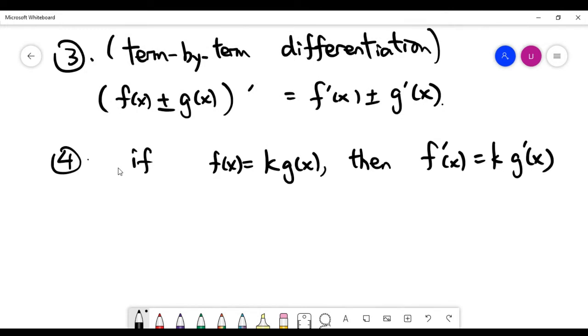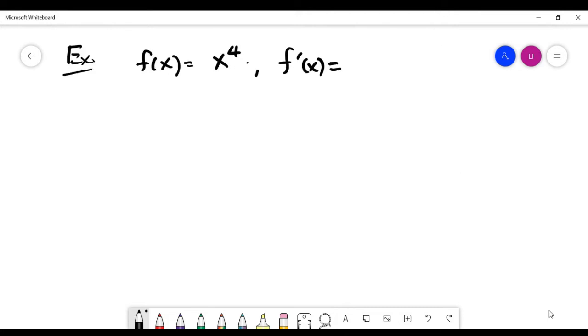Please look at rule number 4. f of x equals k times g of x, and k is a constant here. In that case, when you do differentiation, f prime of x is going to be the same as k times g prime of x. It means that whenever you have a constant attached to a function which you know how to find the derivative of, you just need to keep the constant there. You don't have to do anything on the constant. You just need to differentiate the function which is attached to the constant. These are the basic rules we have, and we'll do some exercises now. So let's look at the current exercise.